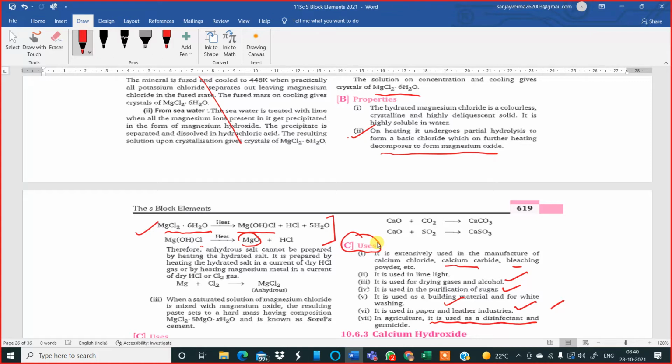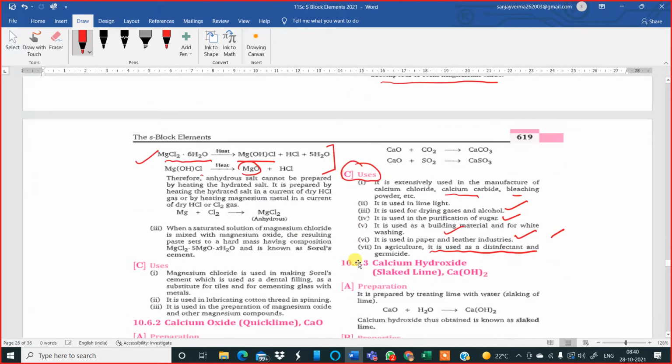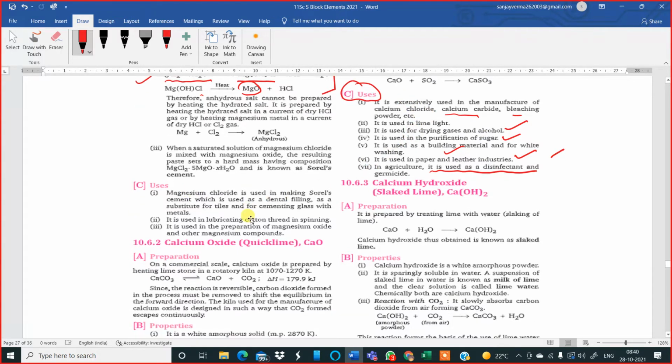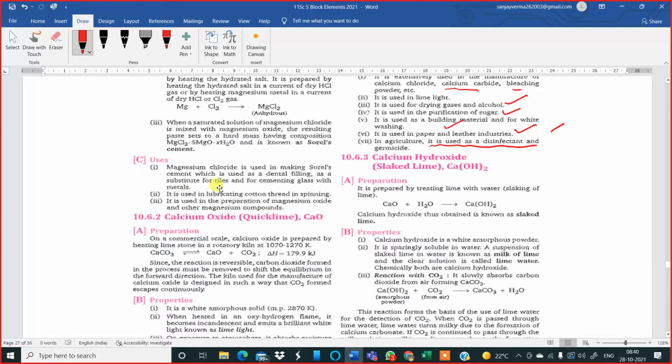The next compound which is there in the syllabus is calcium hydroxide and calcium oxide. Since the book contains calcium hydroxide, we will first go through the uses of calcium oxide. The uses of calcium, magnesium is over here. There are three uses. I just missed it over here.